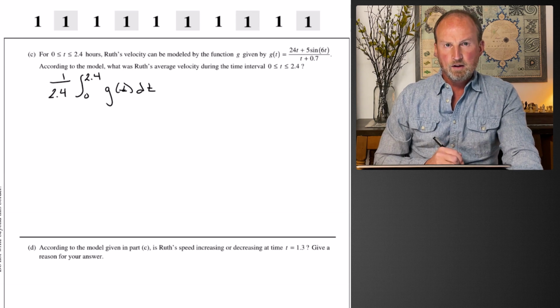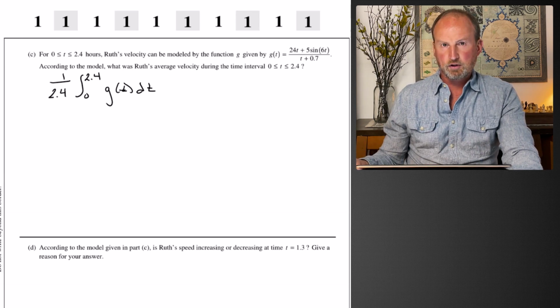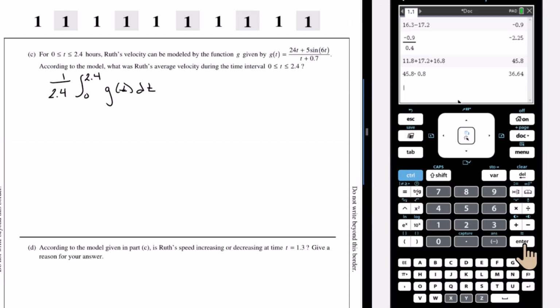Okay. Now, here's the first little calculator trick. Not really a trick, a tip, I guess, would be a better way of saying it. I'm going to take that function, type it in, and store it as g. Now I can do it two ways. I can use Control equal sign to give me what's called a definition. It's an equal sign with a little semicolon after it.